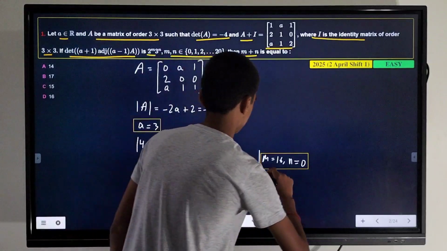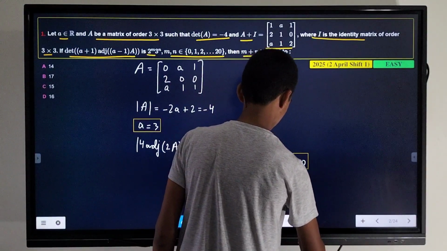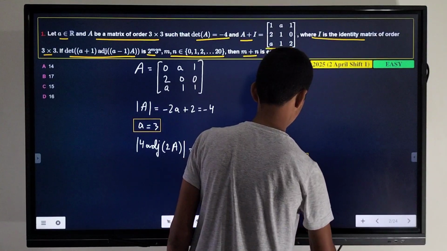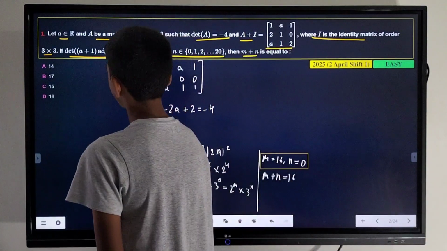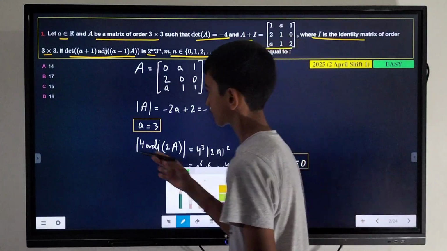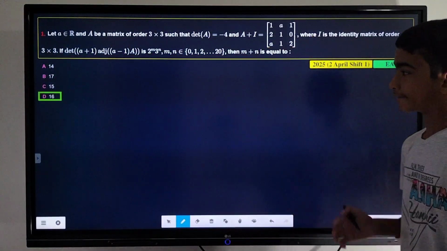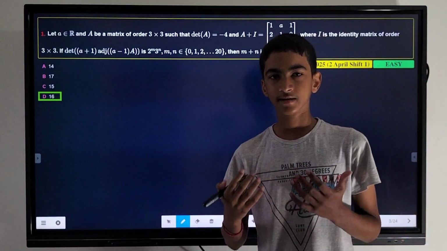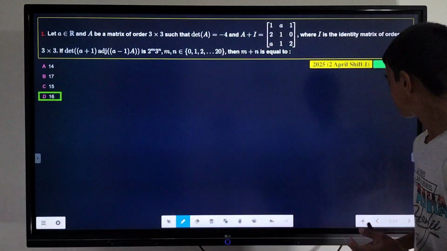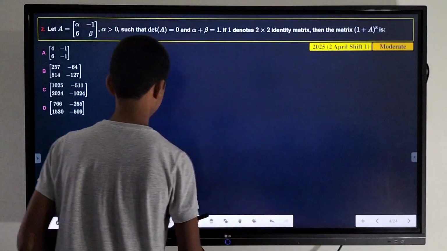So from here our m is equal to 16 and n is equal to 0. Now the question asks us m plus n. So m plus n is equal to 16. From here our option D is correct. And here is our solution, and we can see that our answer is correct. Here is our next question now.